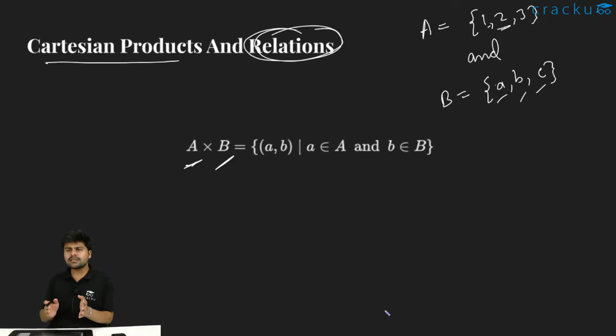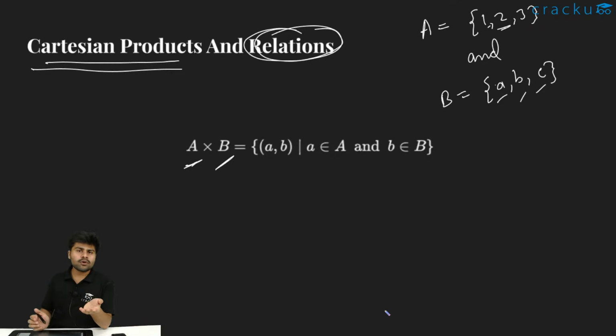So again, the elements that come inside a relation will be a subset of the Cartesian product set, because the Cartesian product set will have all the possibilities. It will consider every possible element from A and pair it up with every possible element from B. But a relation is a subset of it.